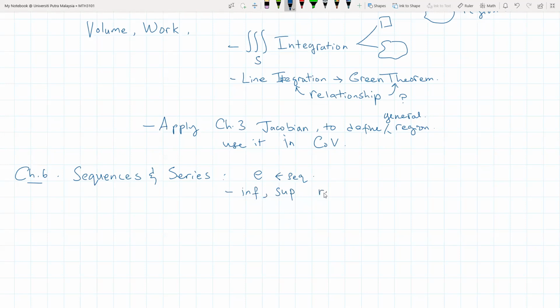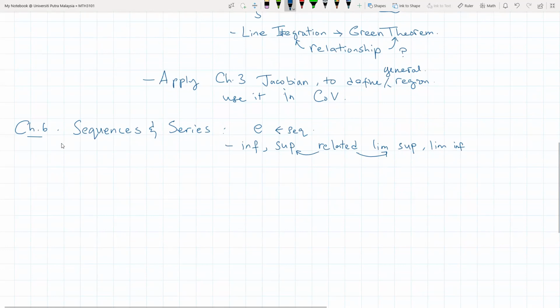And related to limit superior and also limit inferior, what is the relation between this and this? Same thing for infimum. Okay, and then chapter 6 and chapter 7, actually these two chapters are correlated. You have the convergence of series.